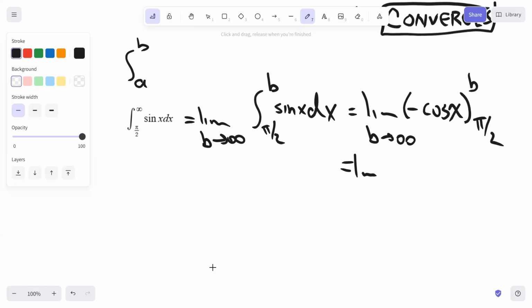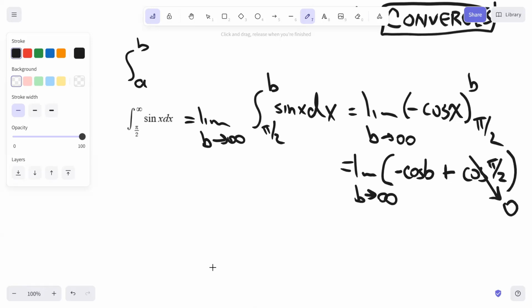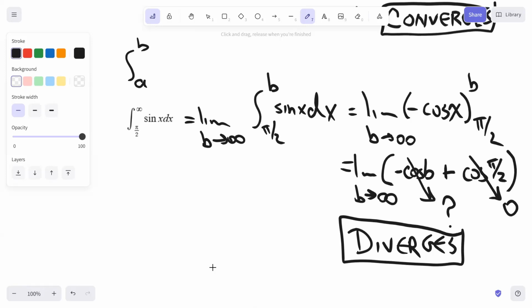So this is the limit as b approaches infinity of negative cosine b minus negative cosine of pi over 2. Cosine of pi over 2 is 0. Cosine of b as b approaches infinity, well, it oscillates between 1 and -1, so it does not approach a finite value. So we say that this integral diverges. We could further specify that the limit doesn't exist because the value of cosine b oscillates between -1 and 1.